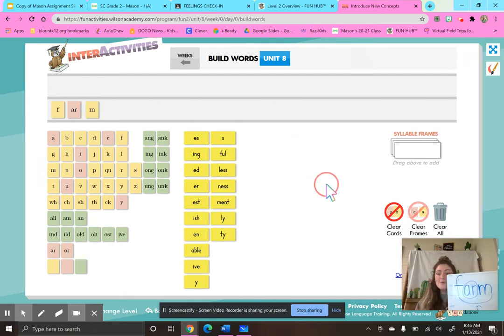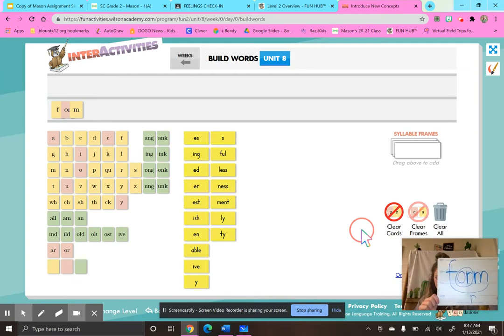Farm. Now I want you to change the word farm to form. Change it to form. What is the only letter you're going to change? That O. It's still being controlled by that R. So or, form. Great job.